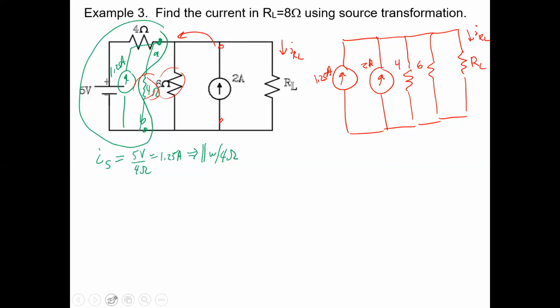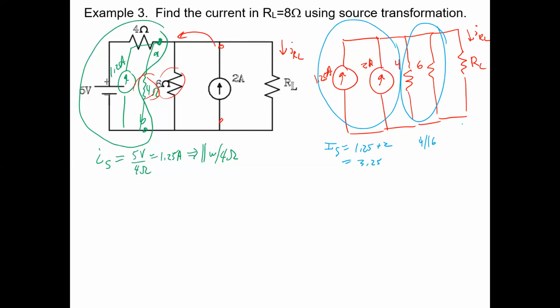So, we can start to put circles around this thing and just say, let's just call this one thing, and this another thing. And then therefore we're going to have a total IS, which is going to equal 1.25 plus 2, which is 3.25 amps. And a total resistance here of 4 parallel 6, at least excluding RL for now, which is 2.4 ohms. So now we are able to draw our circuit in a much simpler form.